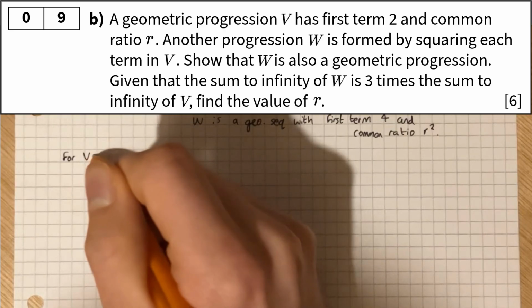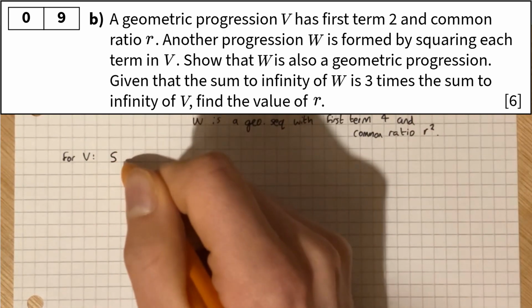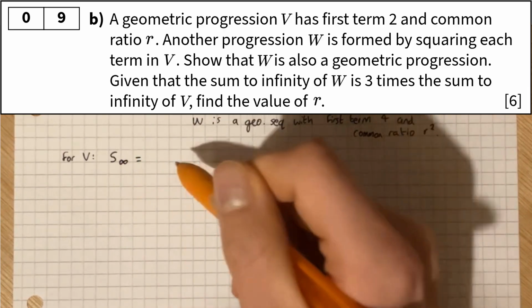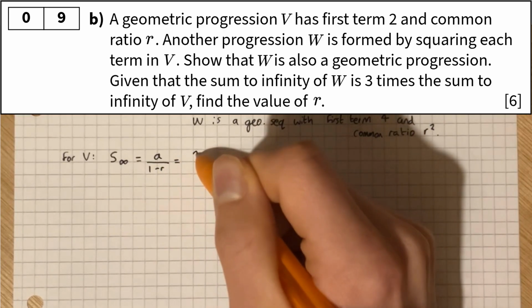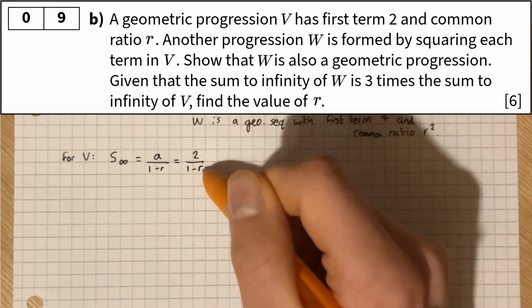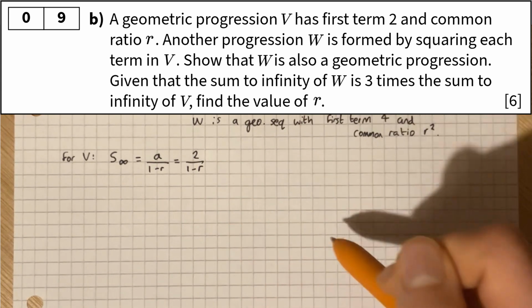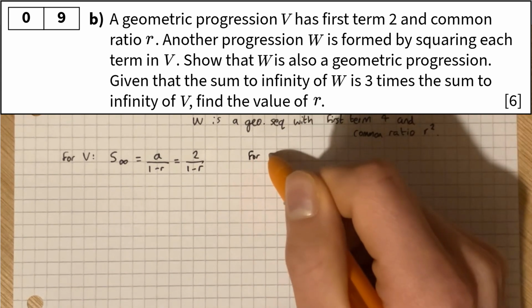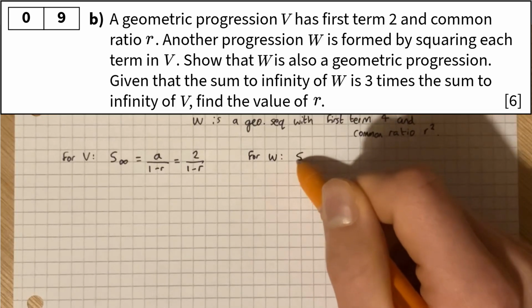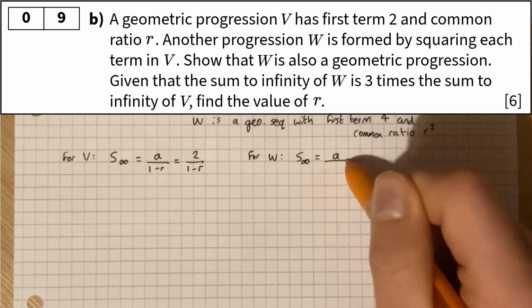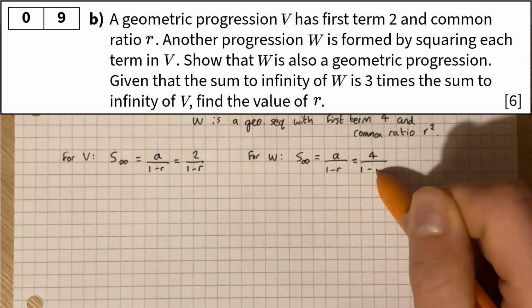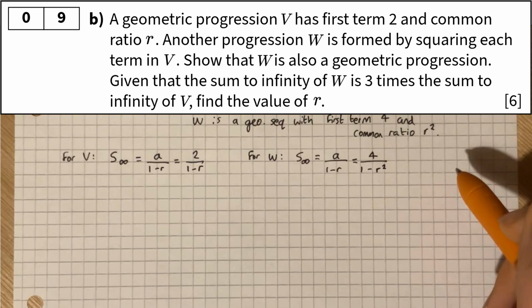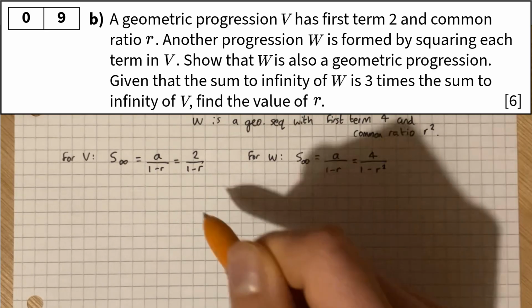Okay, on to what is actually giving us the most marks here. Given the sum to infinity of W is 3 times the sum to infinity of V, let's find the value of r. The sum to infinity is a over 1 minus r, and for V, that would be 2 over 1 minus r. For W, the formula hasn't changed, a over 1 minus r, but this time a is 4, and the r is r squared. Bit of a confusing choice of letter there. The common ratio is r squared.